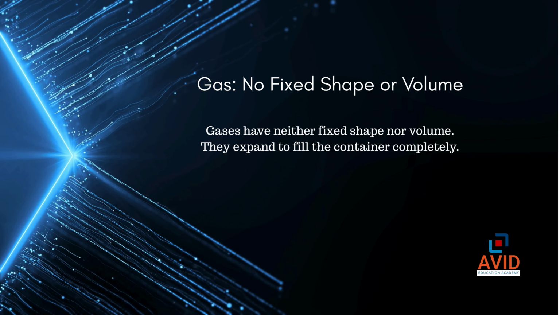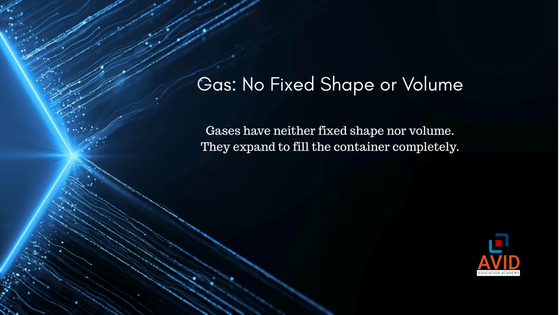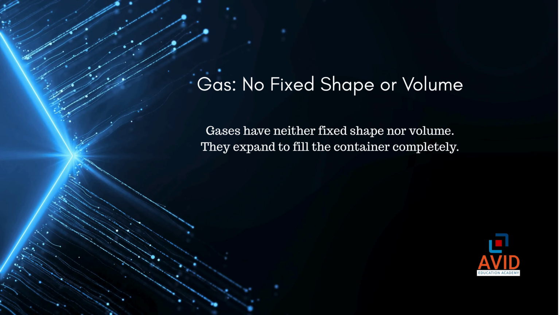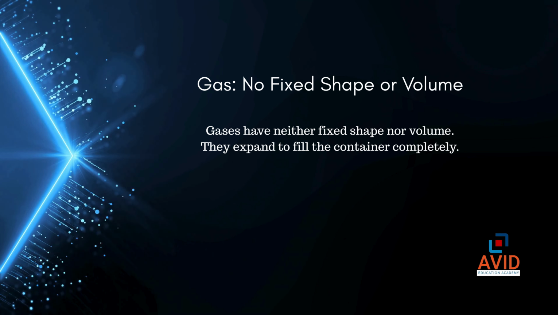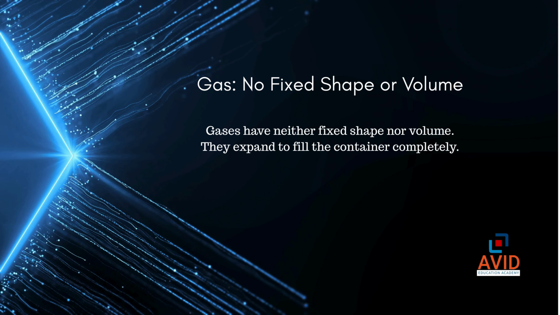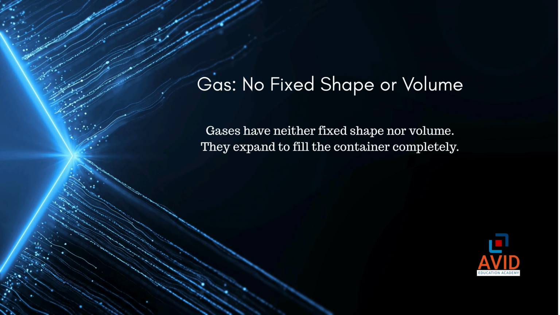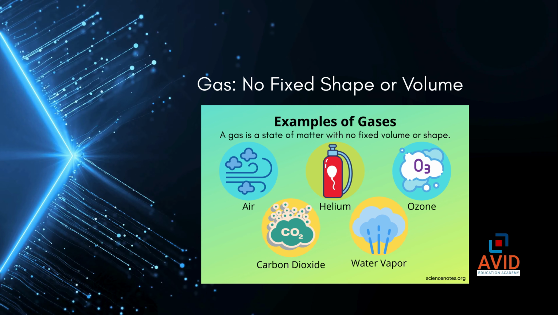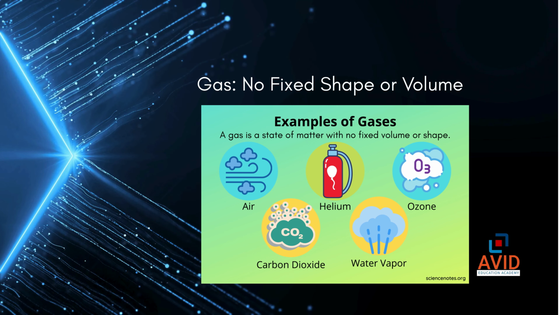Now gases. Gases have neither a fixed shape nor a fixed volume. The particles in a gas are far apart and move freely in all directions. That's why gases can expand and fill any container completely. They are also easily compressible. Examples include oxygen, carbon dioxide, and the air around us.